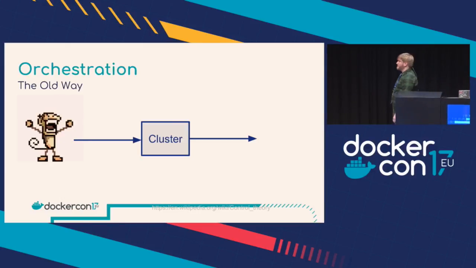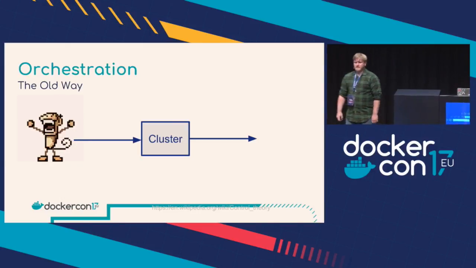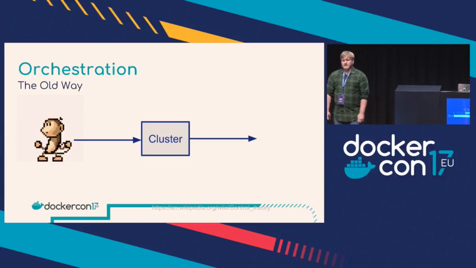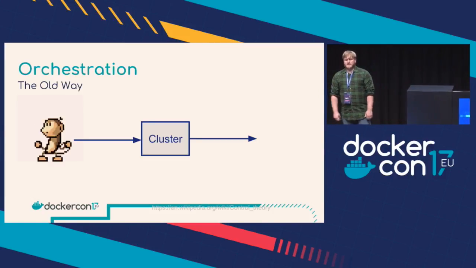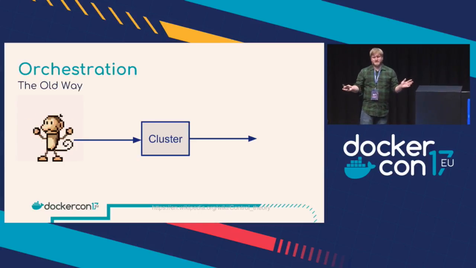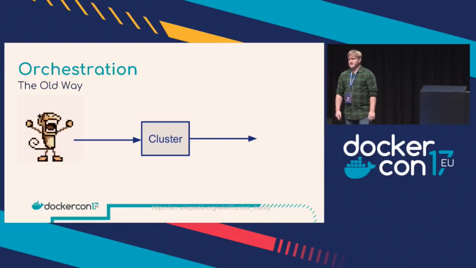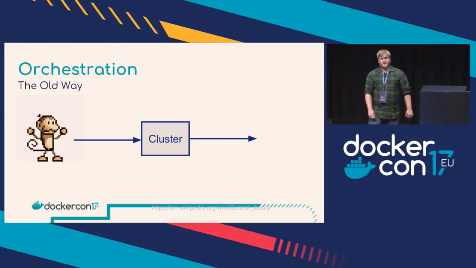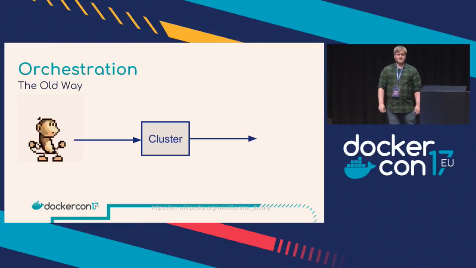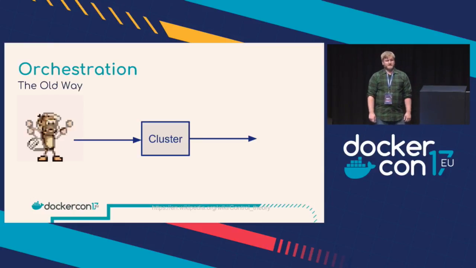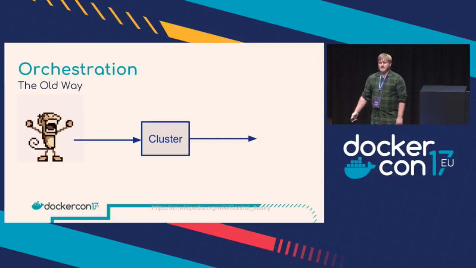So how was orchestration done in the before times, before we talked about containers, before we talked about orchestrators? Basically, you have some sort of, well, I have a dancing monkey here, but it could be anything like provisioning tools, sysadmins, what have you. And they're operating on their cluster, and then that cluster has some sort of output.